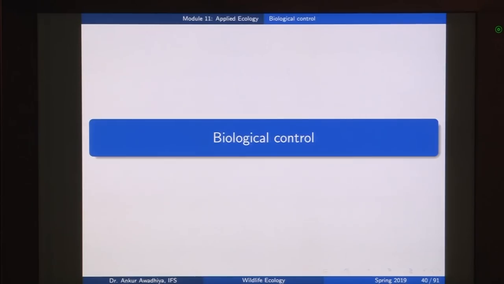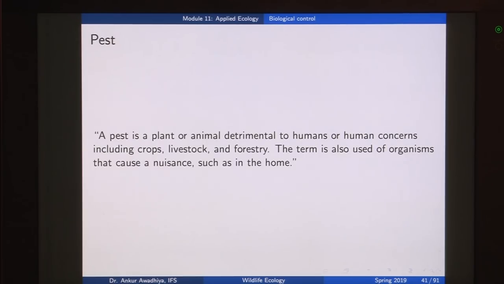Namaste. We carry on our discussion on applied ecology, and today we will have a look at the biological control of pests. So, we begin with the definition of a pest. A pest is a plant or animal detrimental to humans or human concerns, including crops, livestock, and forestry. The term is also used of organisms that cause a nuisance, such as in the home.